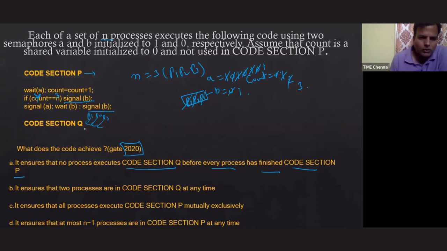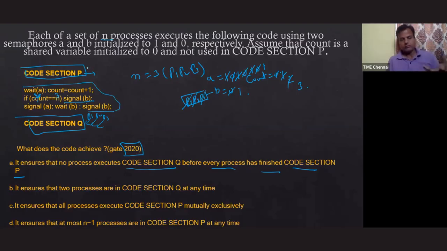And finally, sir, these three processes can execute at the same time, P1, P2, P3, in code section Q. This is possible. So that means what, sir? It ensured that no process executes code section Q before every process has finished code section P. Obviously, I have taken this assumption that code section Q runs only after the completion of code section P. Okay, fine. So everyone can execute code section P before executing code section Q. Yes, it is true.